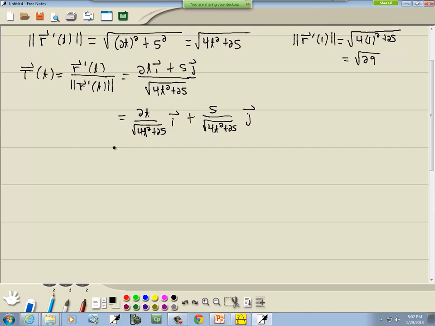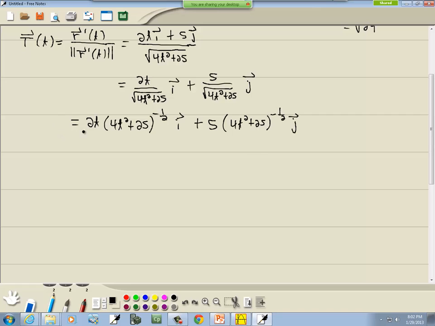And I'm going to rewrite this. This is 2t times (4t squared plus 25) to the negative 1/2 i plus 5 times (4t squared plus 25) to the negative 1/2 j. Well, where do these negative 1/2s come from? Well, the square root of anything is the 1/2 power. So this denominator is 4t squared plus 25 to the 1/2 power. And I take it up on top and it becomes a negative 1/2. I like the product rule, personally. And I did the same thing here. This is 4t squared plus 25 to the 1/2 power. I took it up to the top, and it became a negative 1/2.